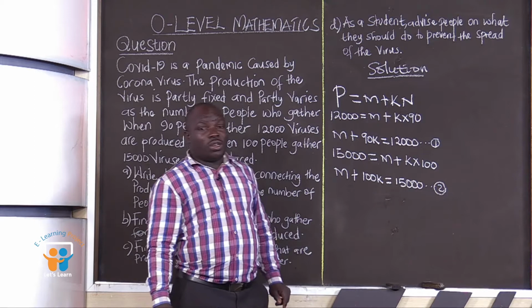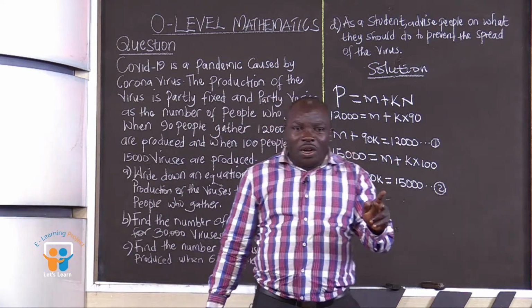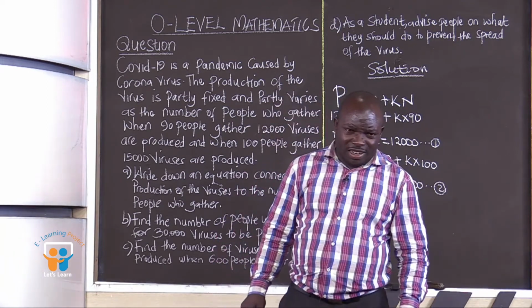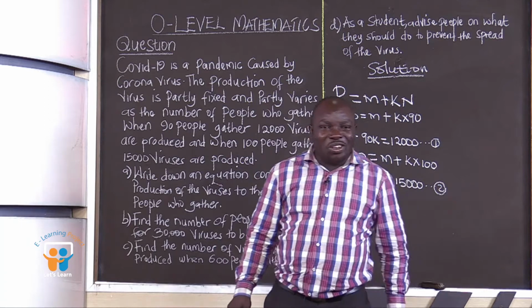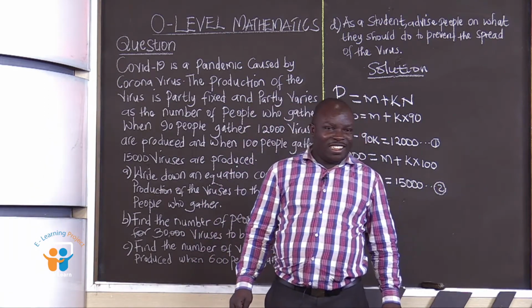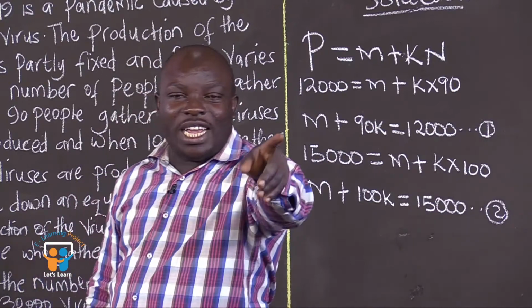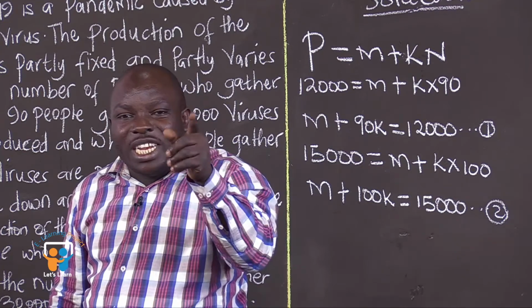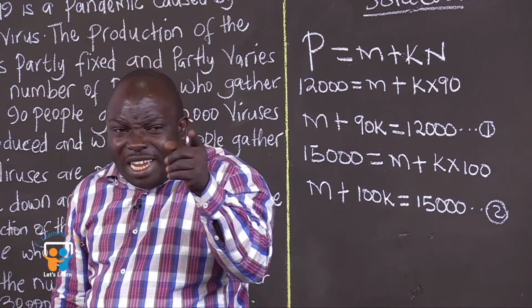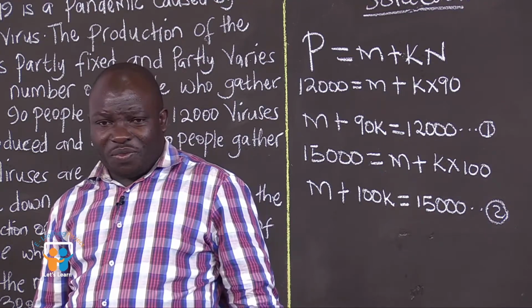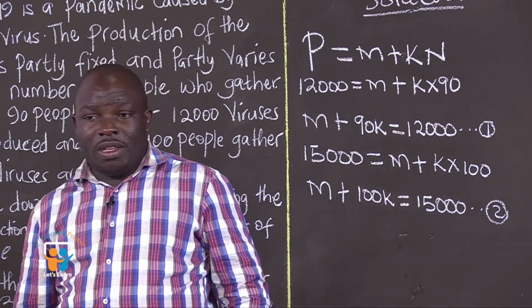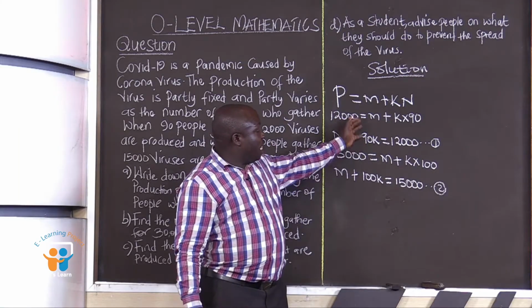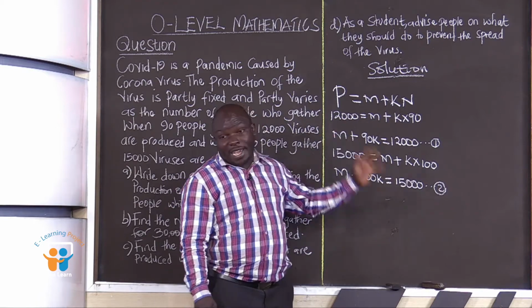We have two equations with the two unknowns M and K. How do we call those equations which we have got? Yes, Joel. Joel is telling us that those equations are called simultaneous equations. That answer is very good. You need to clap for Joel. They are simultaneous equations. Now, we need to solve for M and K.